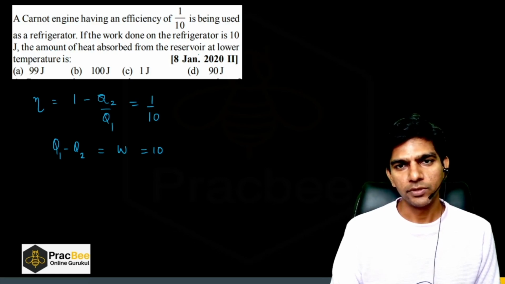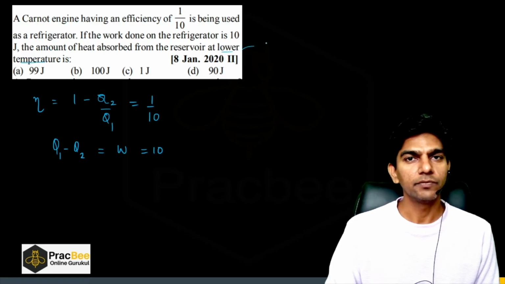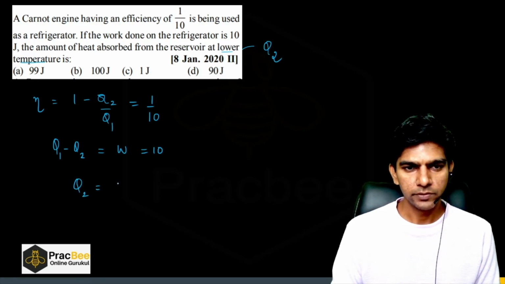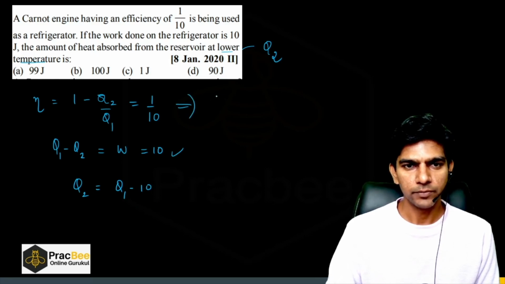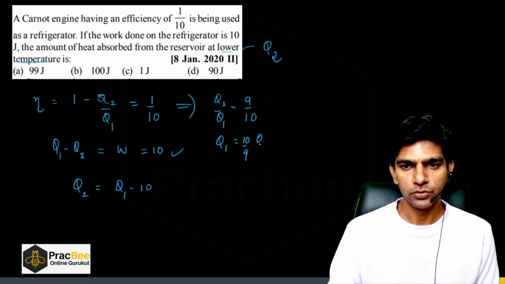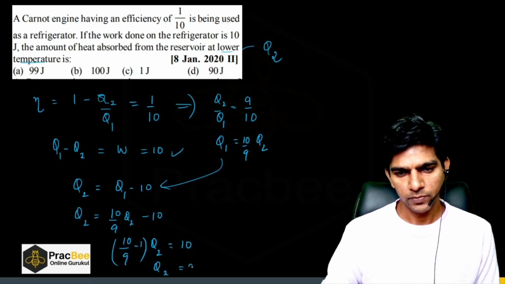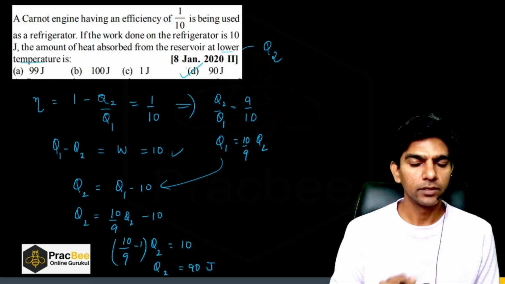Then the amount of heat absorbed from the reservoir at lower temperature. So basically we have to find Q2. So Q2 is equal to Q1 minus 10 from this equation. And from the first equation, we can say Q2 by Q1 is equal to 9 by 10. So we can write Q1 as 10 by 9 times Q2. Let us substitute this value in this equation. So Q2 is equal to 10 by 9 Q2 minus 10. So we can say 10 by 9 minus 1 times Q2 is equal to 10. So Q2 comes out to be 90 joules. So option D is the right answer.